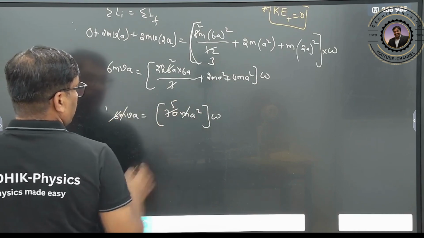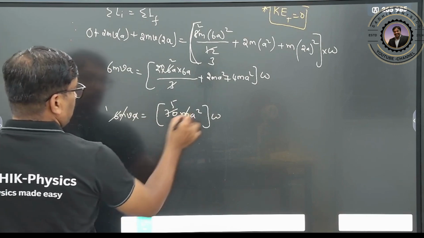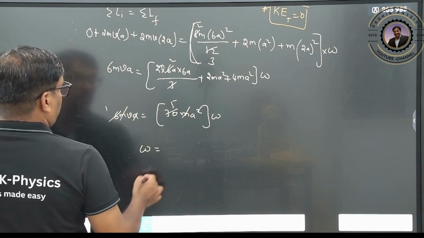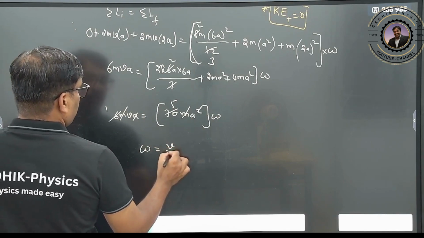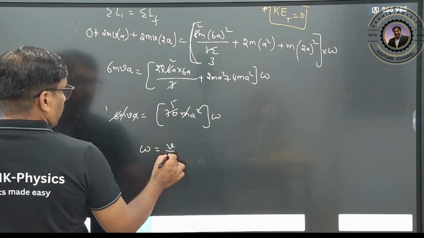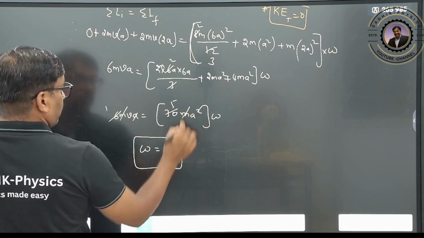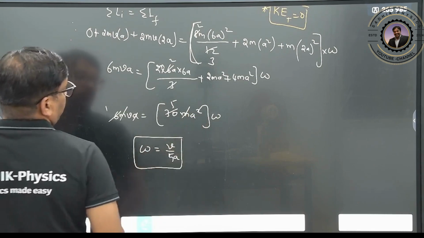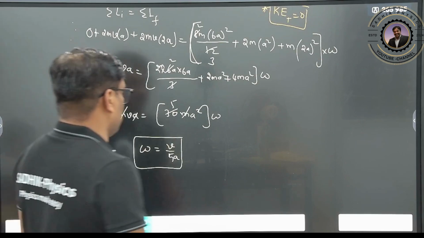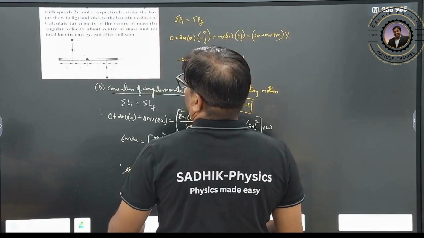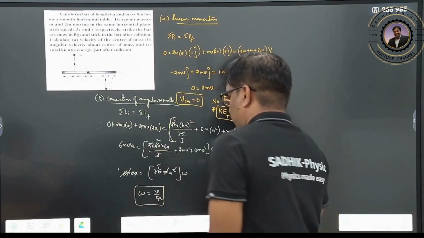So therefore, 6 1s are 6, 6 5s are 30. This m and m get cancelled out, and this a and a get cancelled out. Omega will be equal to v by 5a. So this will be the angular velocity of this system.